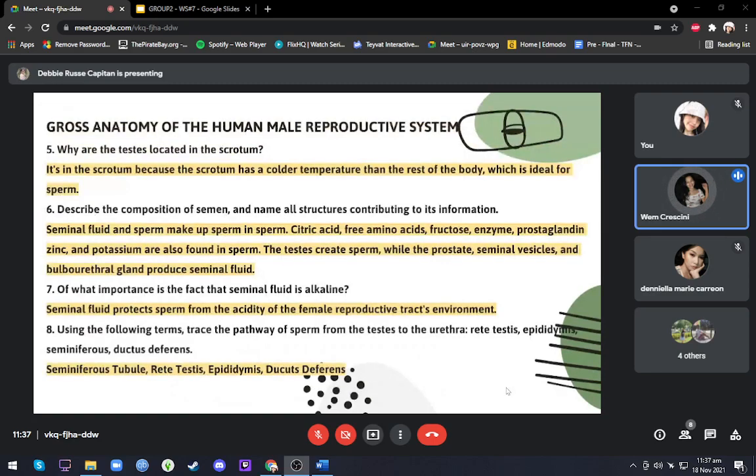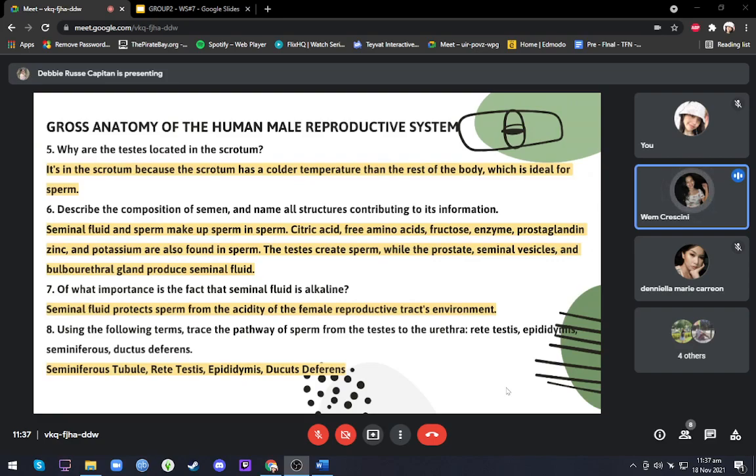So we have here the gross anatomy of the human male reproductive system. So number five, why are the testes located in the scrotum? We have here, it's in the scrotum because the scrotum has a colder temperature than the rest of the body, which is ideal for the sperm.